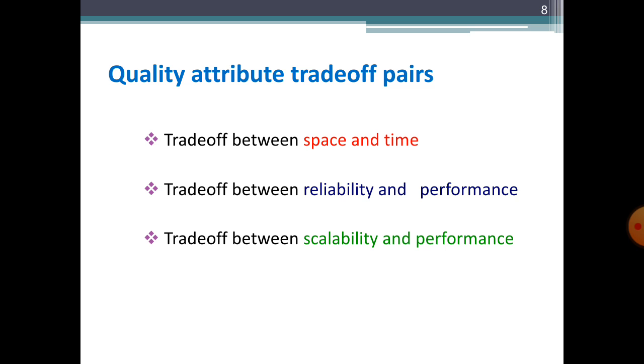And the last one is the trade-off between scalability and performance. Let's take an example. One typical approach to increase the scalability of a service is to replicate servers. So to ensure consistency of all servers, the performance of the whole service is compromised.